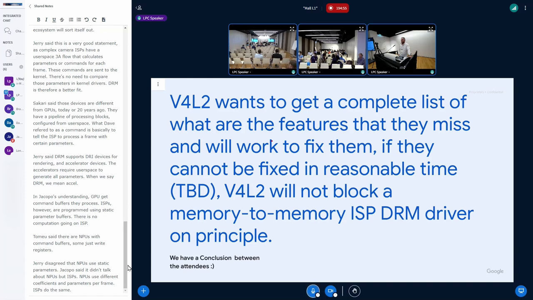And that goes back, I think, to exactly that slide. If we can't fix the problems in video for Linux that actually hinder the drivers in a reasonable time, then we're not going to block a DRM driver in principle. If those problems are fixed, I'm not saying I would block a DRM driver in principle, but if a vendor tells me I could do that with video for Linux and there would actually be no drawback, tell them, well, why do you do it in DRM in that case?